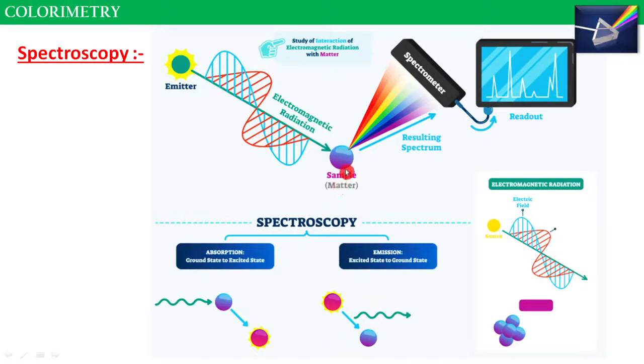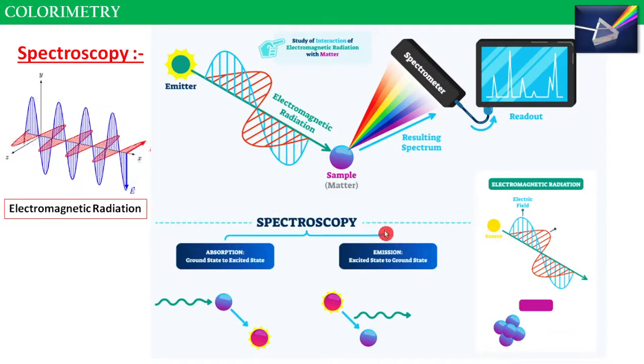The radiation emitted from the sample is measured with the help of a detector, and this detector analyzes the absorbed or emitted radiation, and it is shown on the monitor. From this we can do quantitative as well as qualitative estimation of our sample. Now let us see each concept in detail. Now what is meant by electromagnetic radiation?